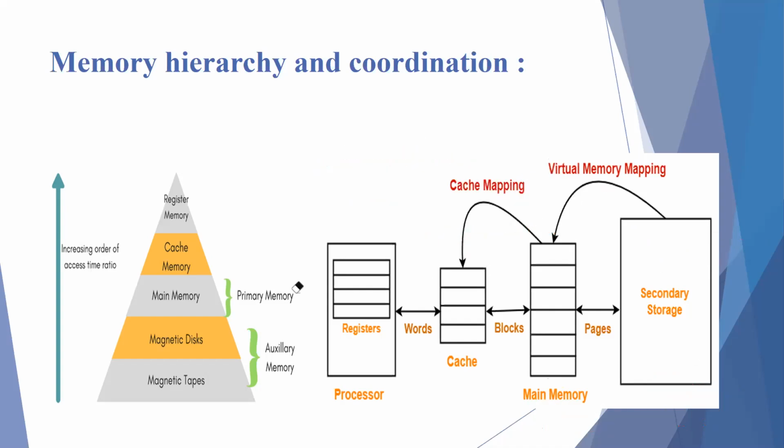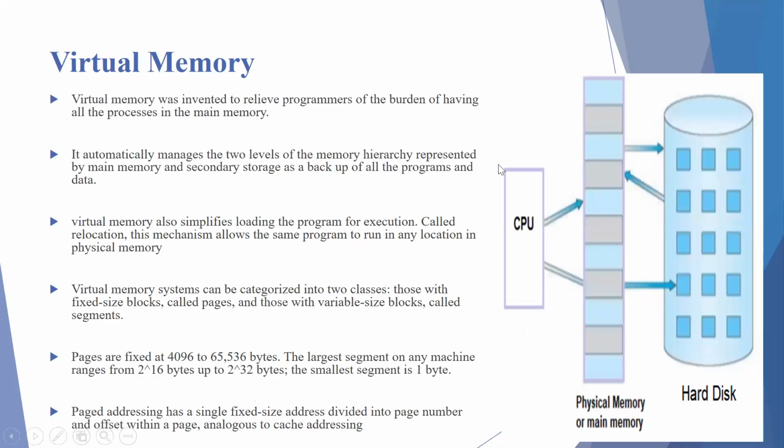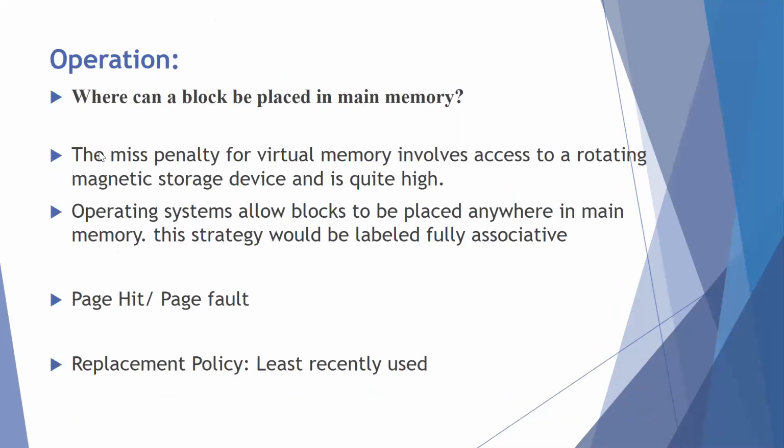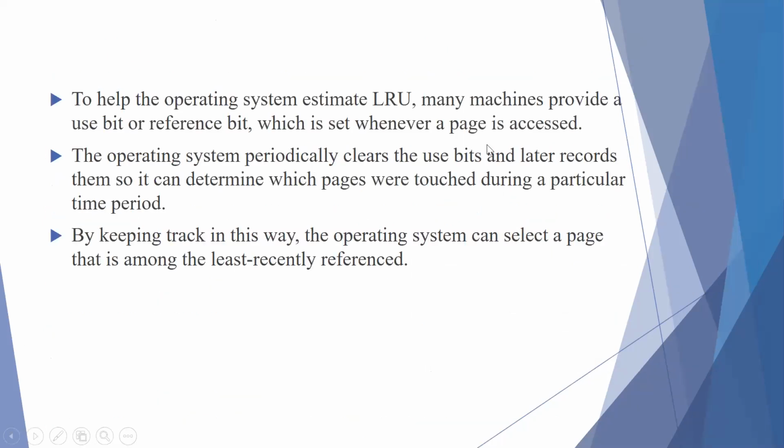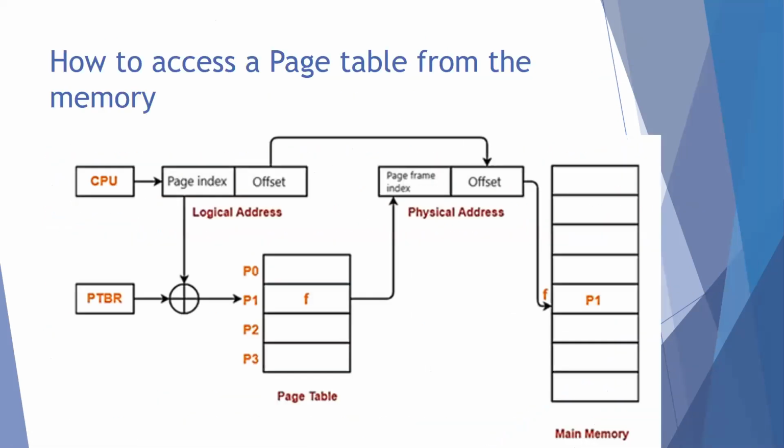So this is what we were discussing, that we have these placement and replacement policies. So where can a block be placed in the main memory? In the first go, the placement policy followed is fully associative, and just in case we have to replace on a page fault, it is least recently used. Now I guess this is where I left. I was talking about the page table, and this is what I would like to show you now: how to access a page table from the memory.